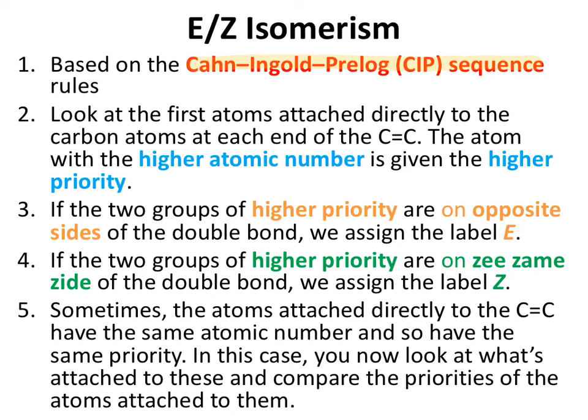Now, it can get a little bit more complicated because sometimes the atoms attached directly to the carbons of the carbon double bond have the same atomic number, and so at first glance they have the same priority. So then what we do is we look beyond those first atoms and see what the subsequent atoms' atomic numbers are, and we try to distinguish between them. So that probably doesn't make a lot of sense at the moment, but we're going to look at some examples and then hopefully it will.